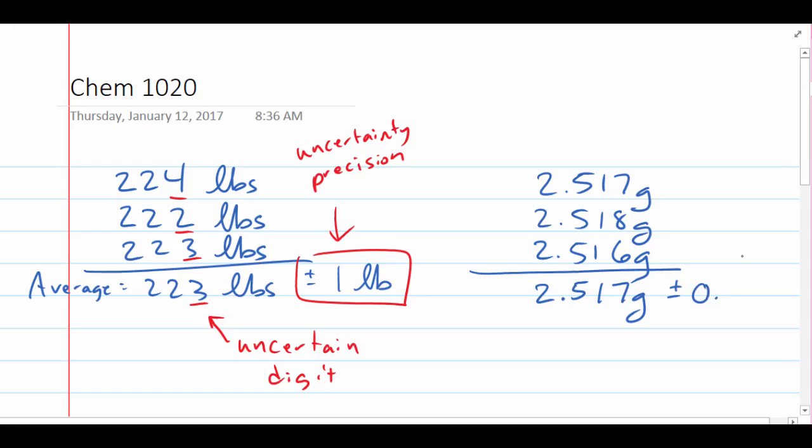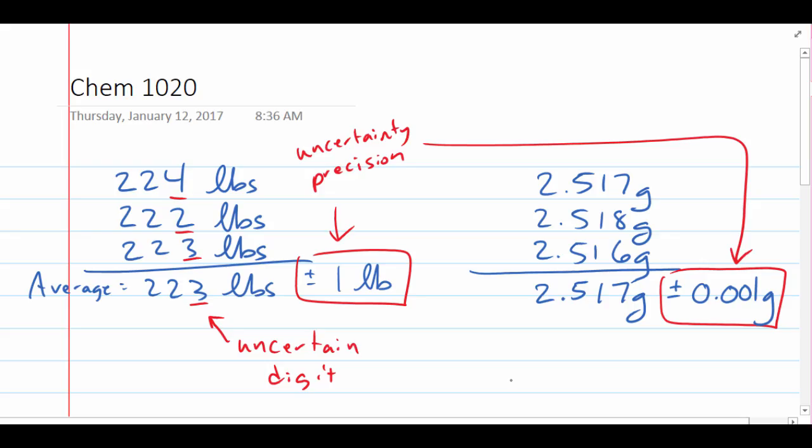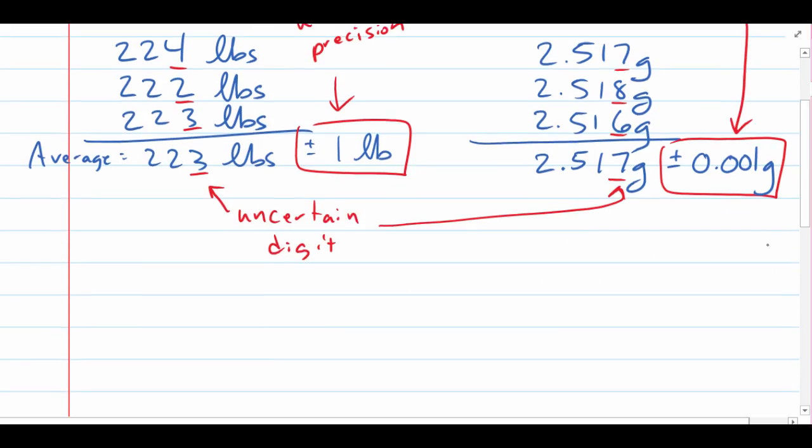Okay, we'll go in the back here. We'll give somebody else a chance. Go ahead. 1/1000, which we would write as 0.001 grams. Okay, so in this one here, we would say that this represents the precision or the uncertainty. And which digit in these measurements is the uncertain one? The 7, exactly. So the uncertainty is in the thousandths place. So the uncertain digit is represented like this.